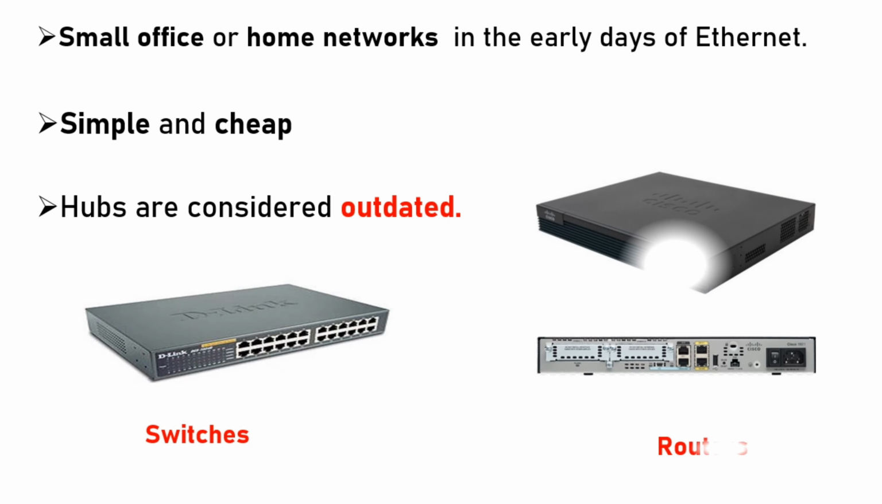That's because modern devices like switches and routers are more intelligent. They reduce collisions, increase speed, and improve security. Unlike hubs, switches send data only to the intended device, not to all ports. This makes modern networking much more efficient.